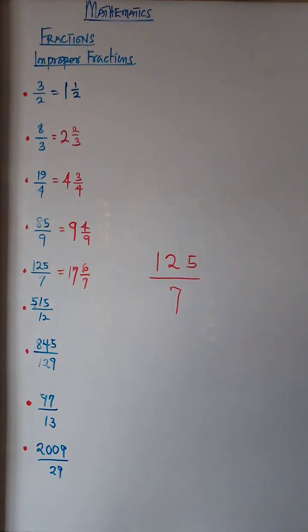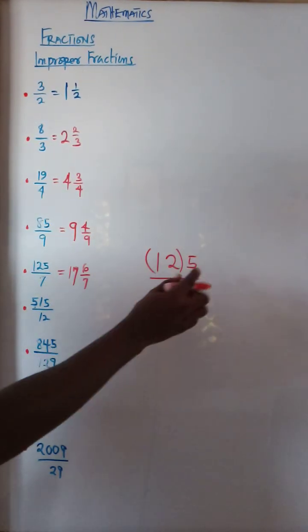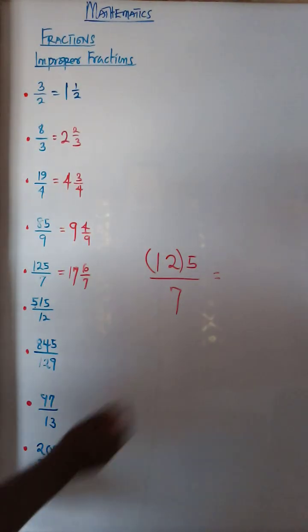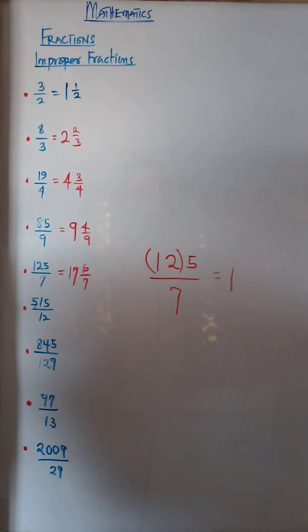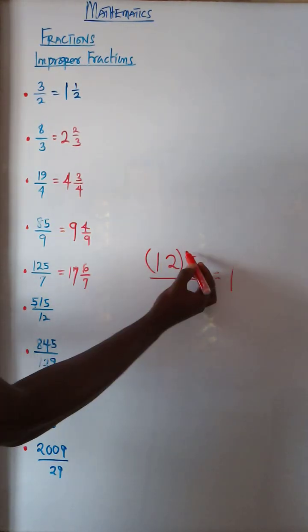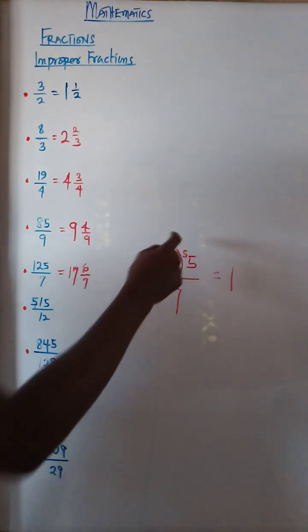So you can do this. You can pick the first 2 digits. So how many 7 can we have in 12? That's 7 times 1, 7, because 7 times 2 is 14, which is more than 12. That is 1. So remove 7 from 12. 12 minus 7 gives 5. So put the 5 behind this one here. That is 55.